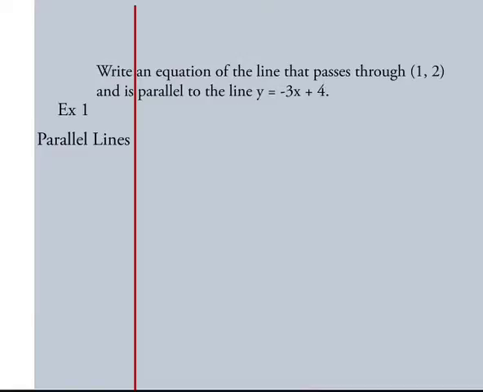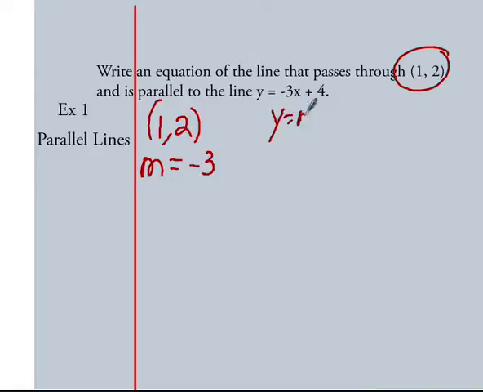First example says write an equation of a line that passes through this point, so we have a point, and is parallel to this line. Well, lines that are parallel have the same slope, so we will use -3 for the slope. I have a point, I have the slope. I cannot use the slope-intercept equation because my point isn't 0, 2. So that's out. I will use the point-slope.